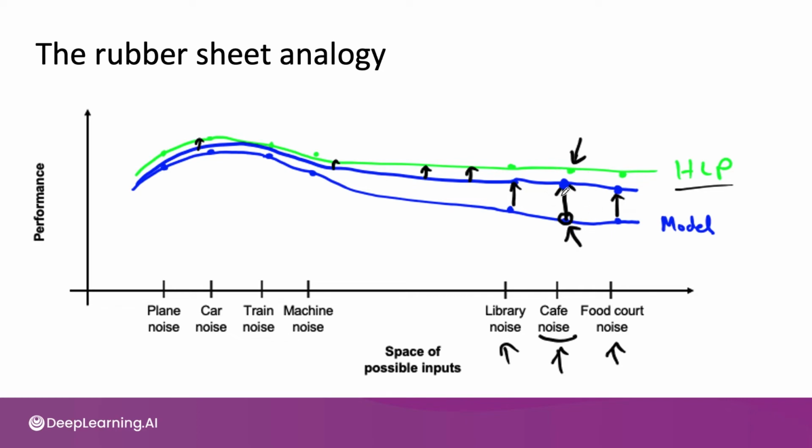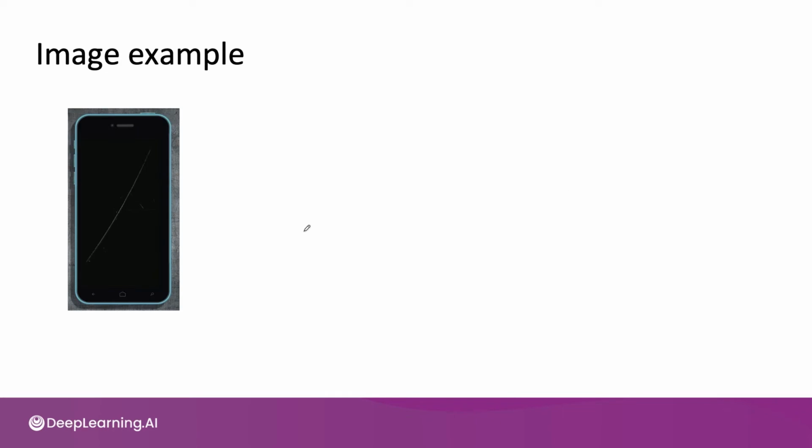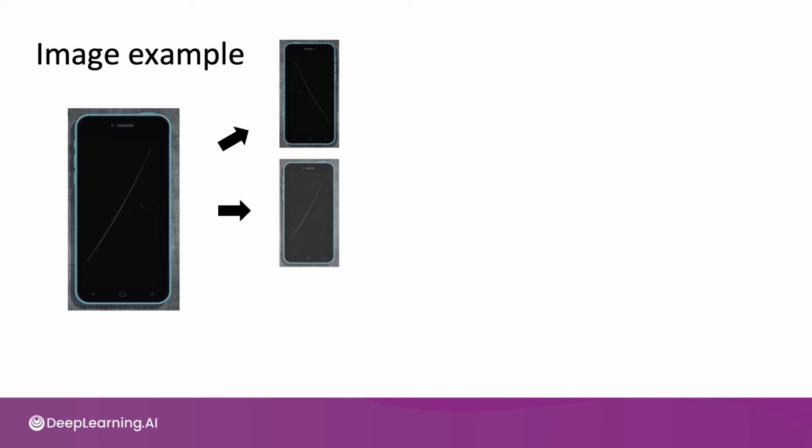Let's look at one more example using images this time. Let's say that you have a very small set of images of smartphones with scratches. Here's how you may be able to use data augmentation. You can take the image and flip it horizontally. This results in a pretty realistic image. The phone buttons are now on the other side, but this could be a useful example to add to your training set.